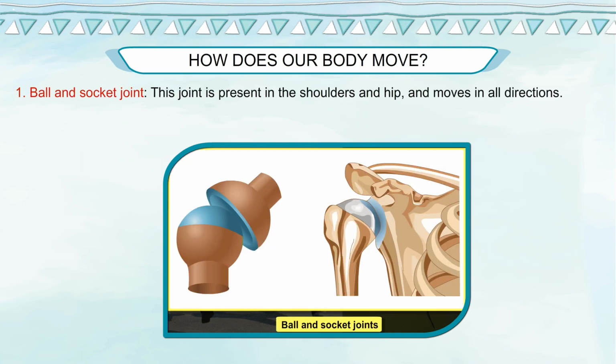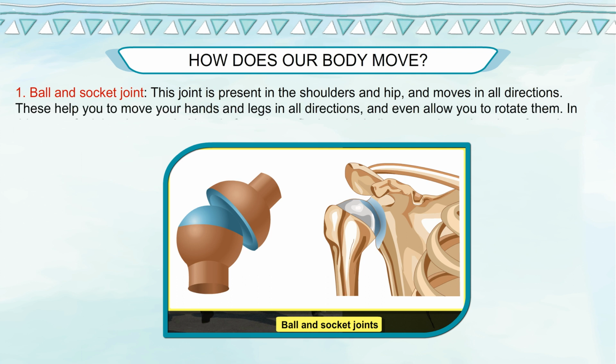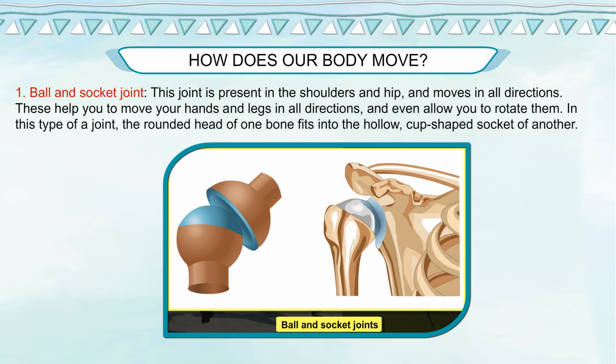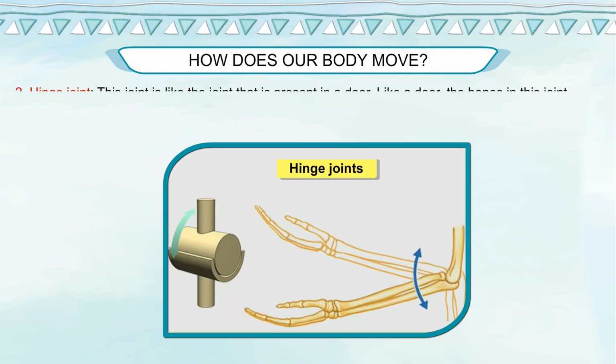1. Ball and socket joint. This joint is present in the shoulders and hip and moves in all directions. These help you to move your hands and legs in all directions and even allow you to rotate them. In this type of joint, the rounded head of one bone fits into the hollow, cup-shaped socket of another.